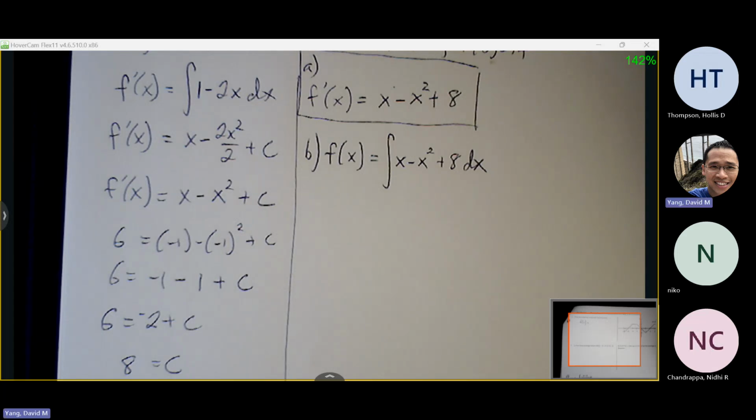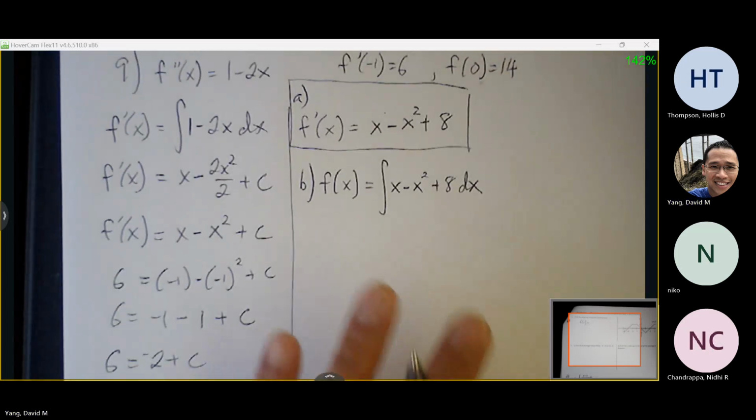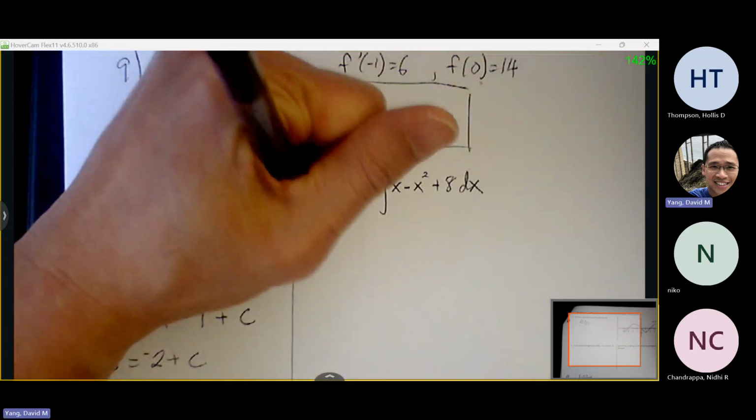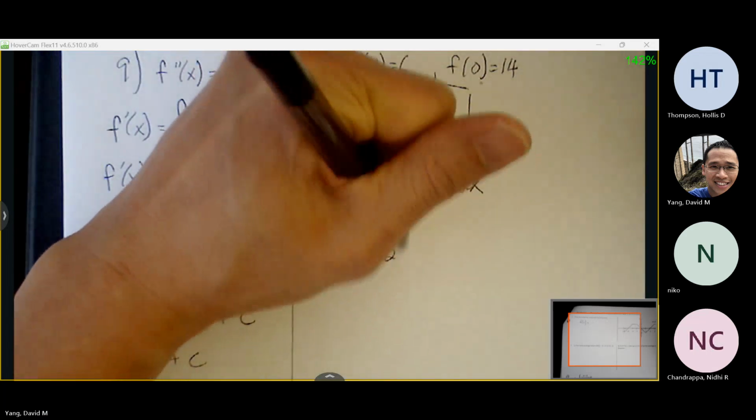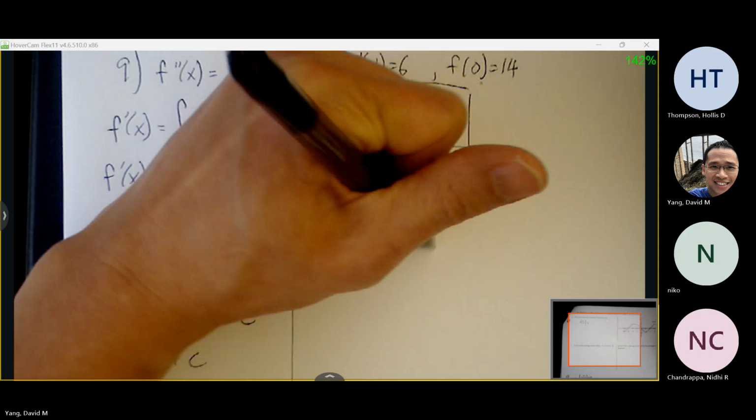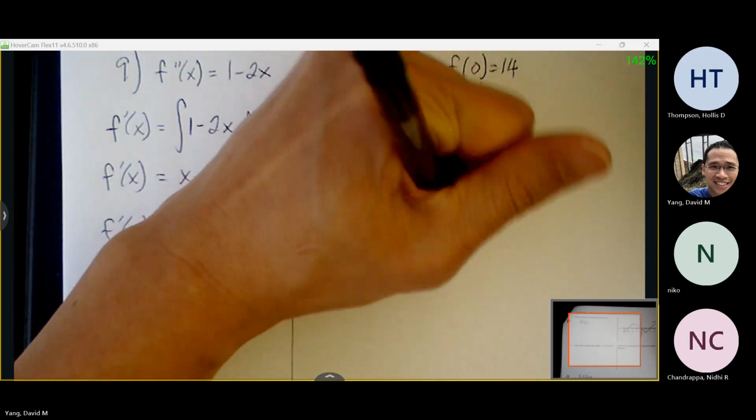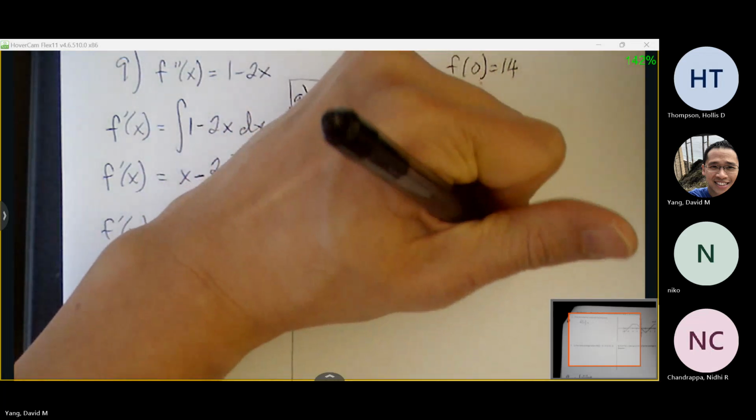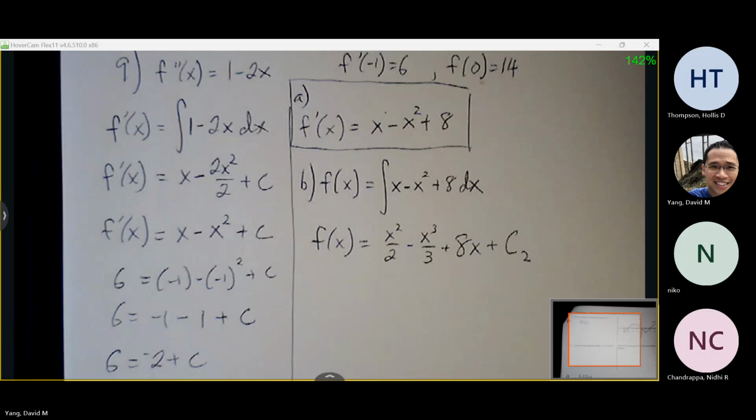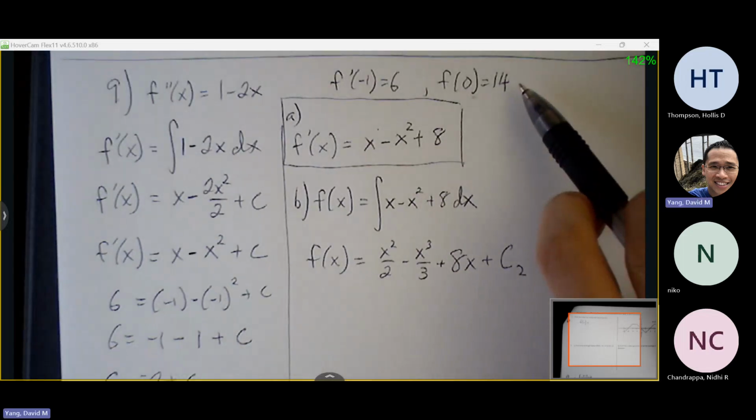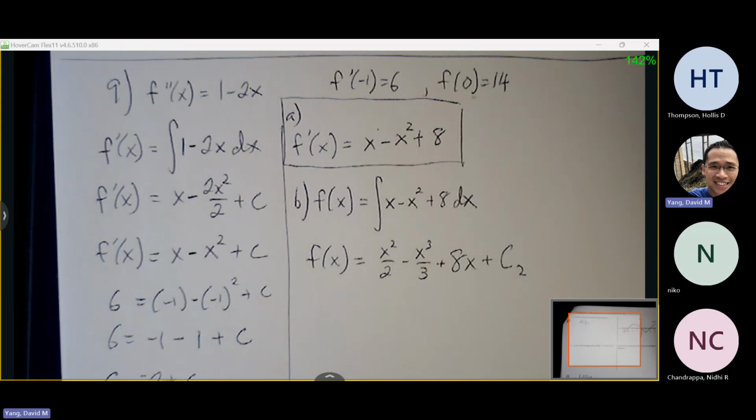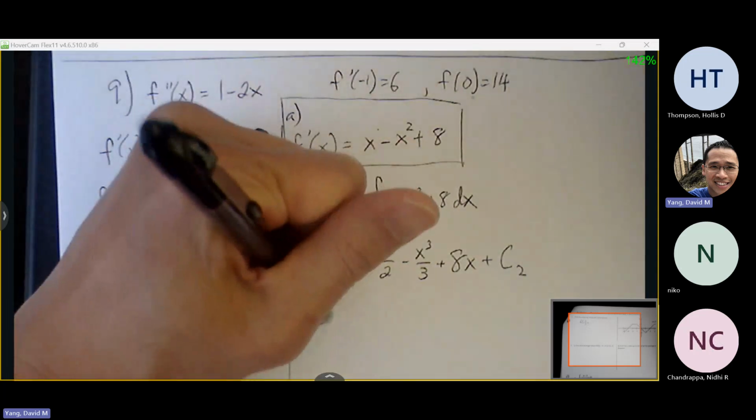Part B, to get from my f prime up to the f of x level, take the antiderivative again. Power rule. I have an ordered pair at the function level to plug in, 0 in for x, 14 in for y, for f of x.